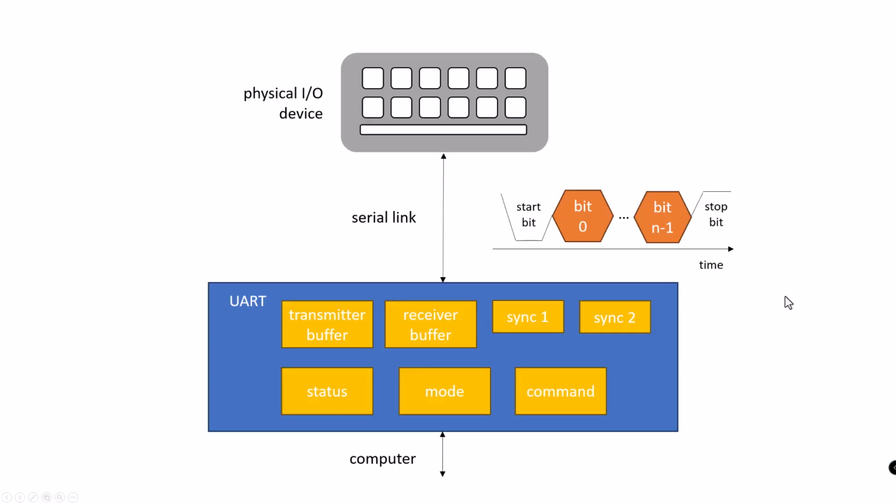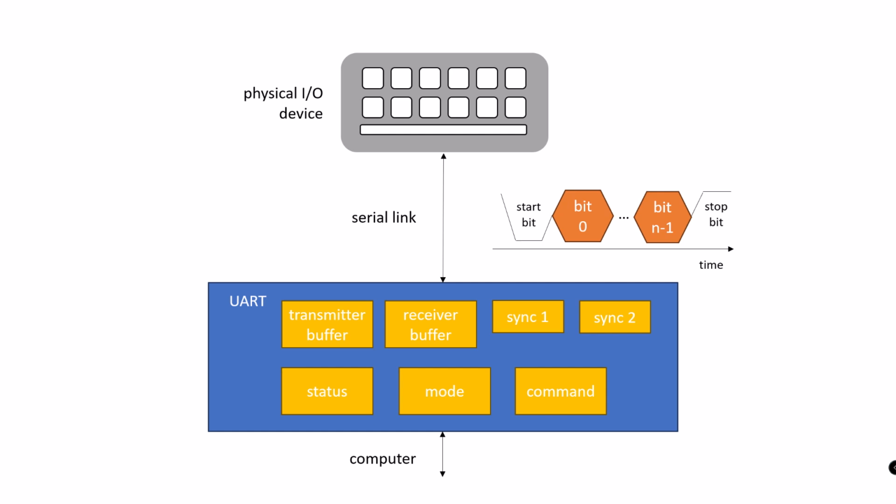Serial ports are still used for certain types of I/O, and they provide a simple example of an input and output device. The interface logic used for a serial link is known as a UART, for Universal Asynchronous Receiver Transmitter. That has several registers that allow the computer to manage the operation of the serial port.